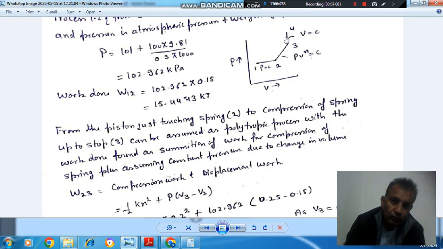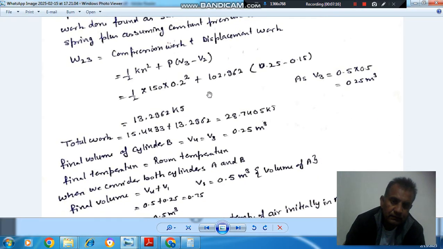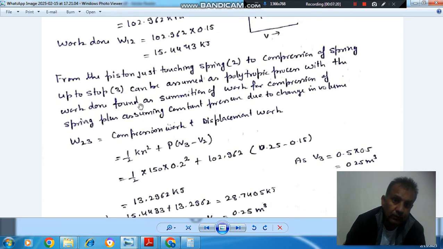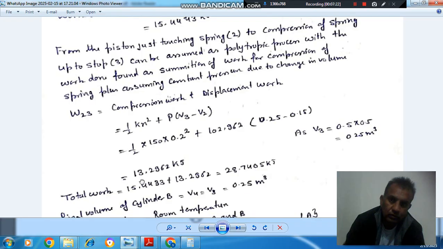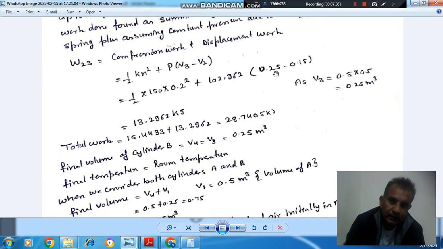Now the piston has reached the stop, and it will not move further, so the volume will remain constant. So 3 to 4 is a constant volume process, and no work will be done in this process. So total work is the work of 1-2 and the work of 2-3. Now the final volume of cylinder B is V4, same as V3, that is 0.5 into 0.5, 0.25, which we have calculated and used here also.